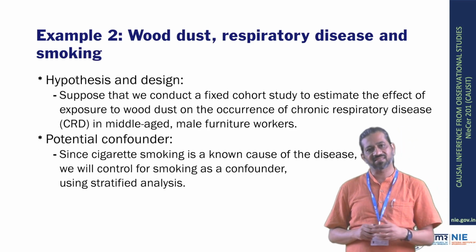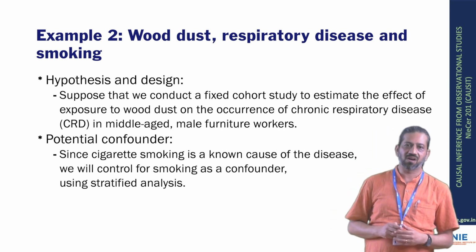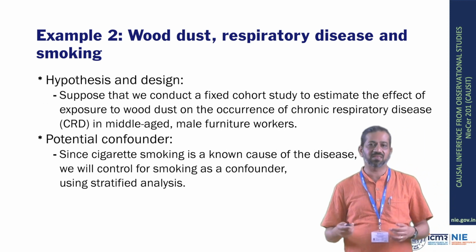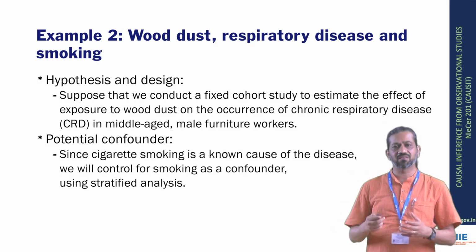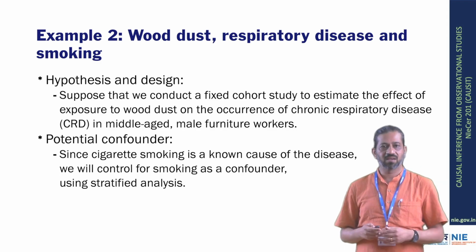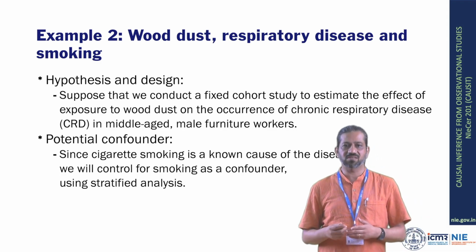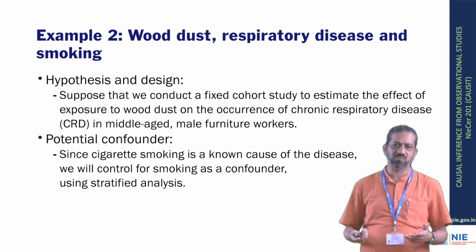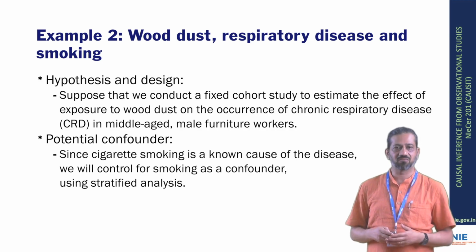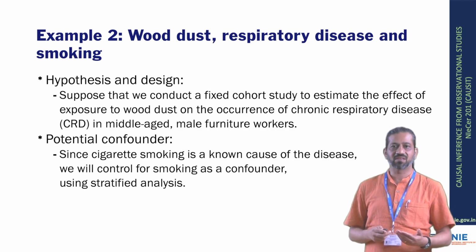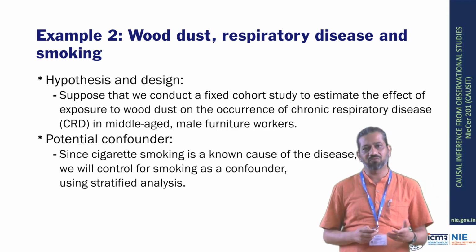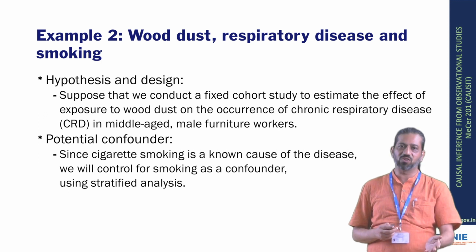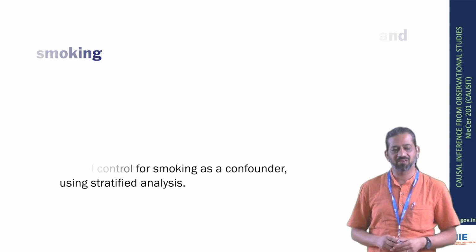Let's look at the next example. This is an example of a cohort study which was done to estimate the effect of exposure to wood dust on the occurrence of chronic respiratory disease in middle-aged male furniture workers. Here, cigarette smoking, which is a known cause of chronic respiratory disease, was considered as a confounder, and we try to see whether it actually is a confounder or not, and does it confound the effect of exposure to wood dust on chronic respiratory disease.